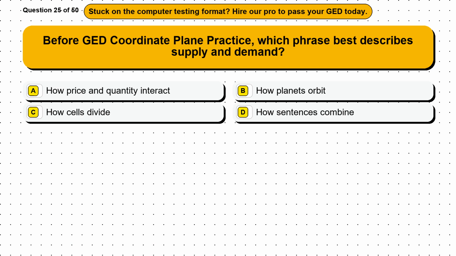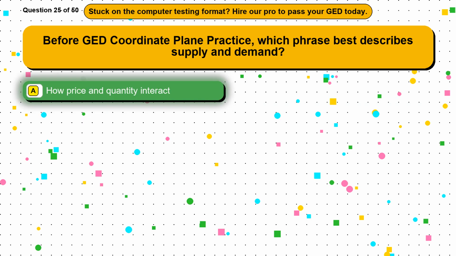Question 25. Before GED Coordinate Plane Practice, which phrase best describes supply and demand? Option A. How price and quantity interact. Option B. How planets orbit. Option C. How cells divide. Option D. How sentences combine. The correct answer is option A. How price and quantity interact.